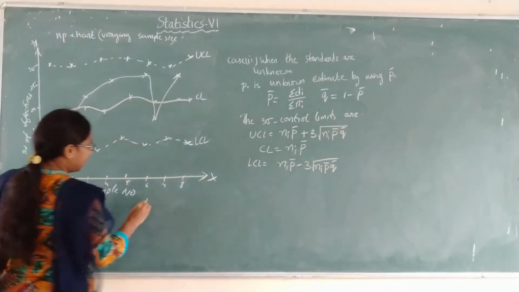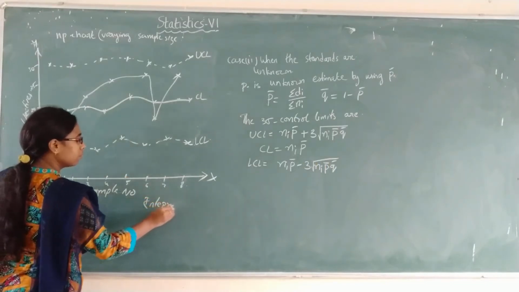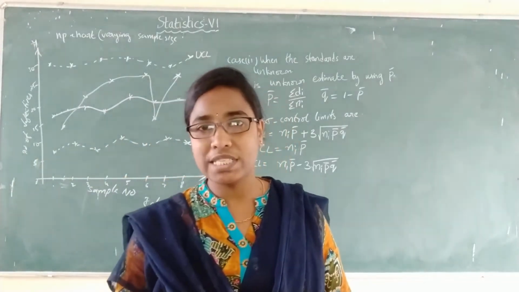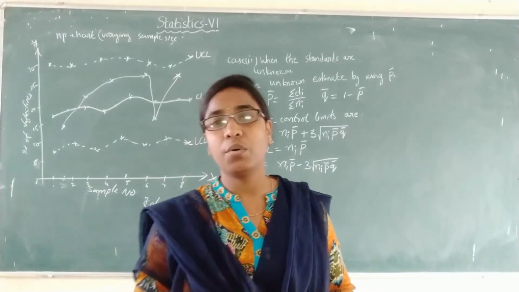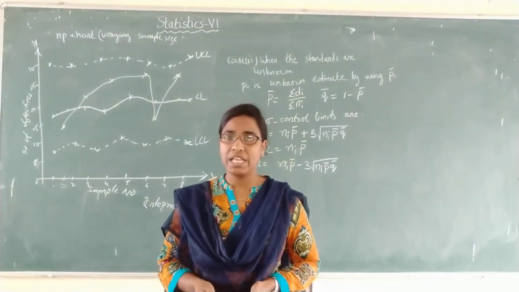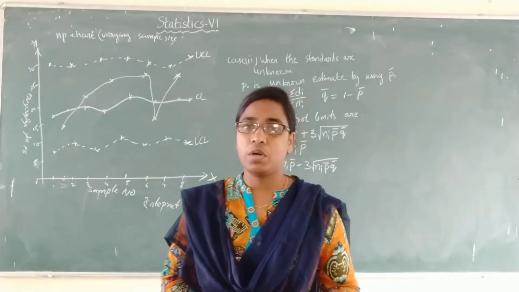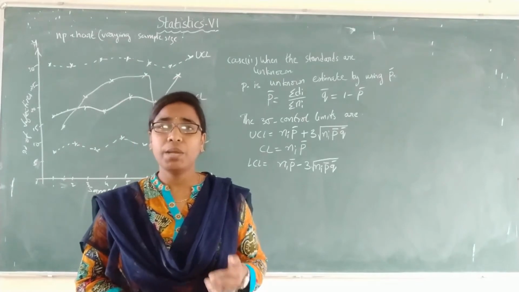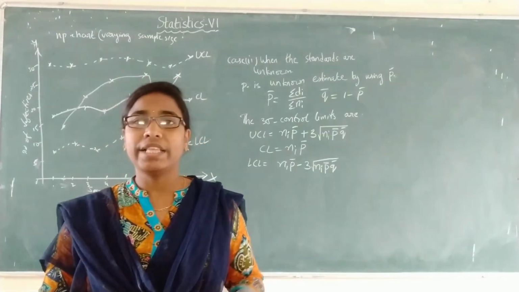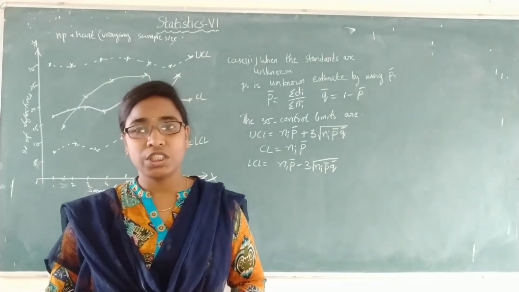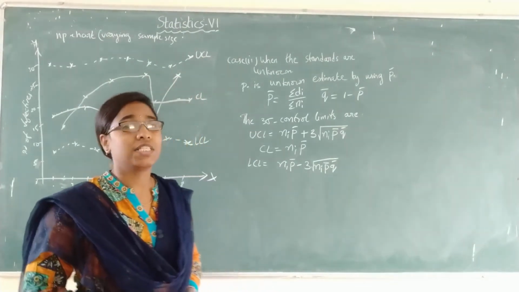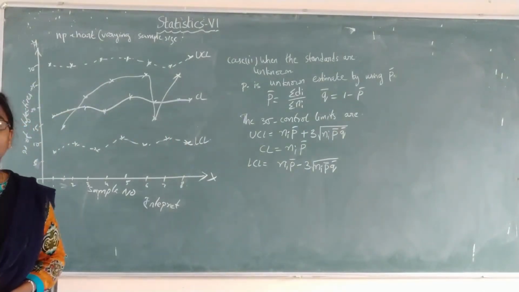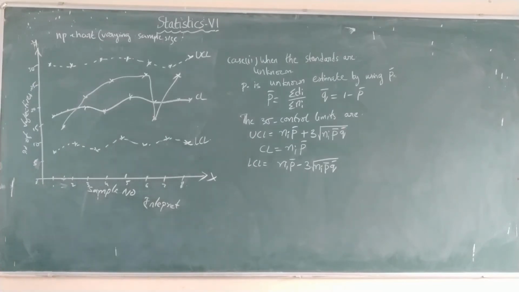After that, interpret your chart. How do you interpret? If all the points are below UCL and above LCL, then the process is said to be under control. If any point goes above UCL, that is called a high spot, and any point goes below LCL, that is called a low spot. Low spots indicate the improvement in the quality of the production process, and high spots indicate the deterioration in the quality of the production process. So this is the construction of the NP chart with varying sample size, which is very similar to the NP chart with fixed sample size.